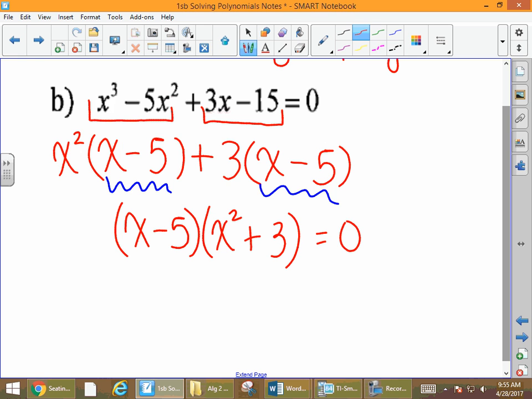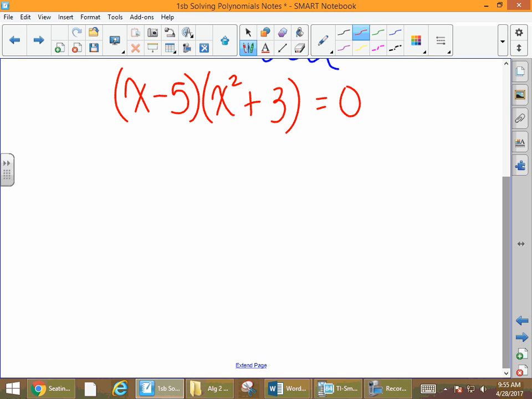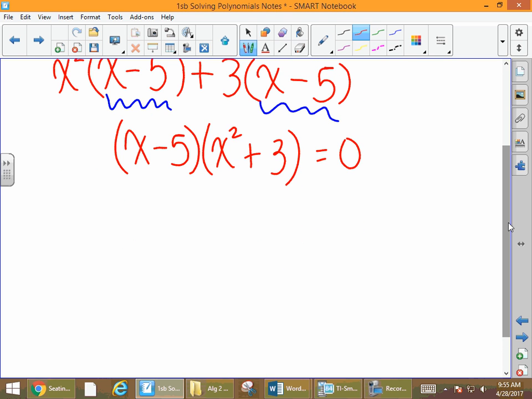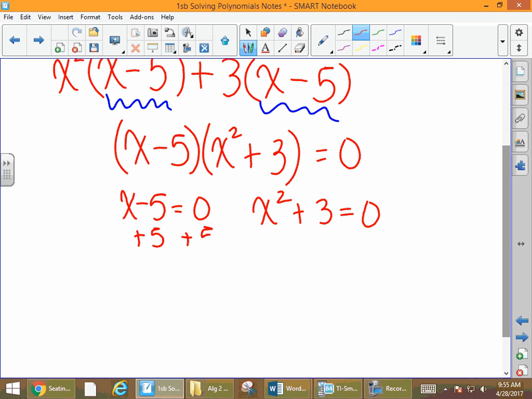And now we're going to take each factor and set it equal to 0. We cannot do anything else with x squared plus 3. All we can do is solve it. So we're going to take x minus 5 and set it equal to 0. We're going to take x squared plus 3 and set it equal to 0. And then we're going to add 5 to both sides. So x equals 5.